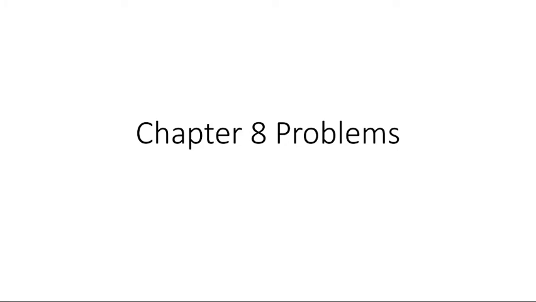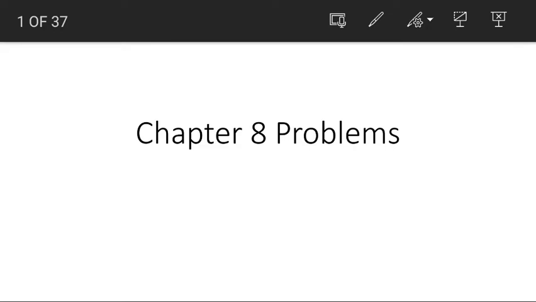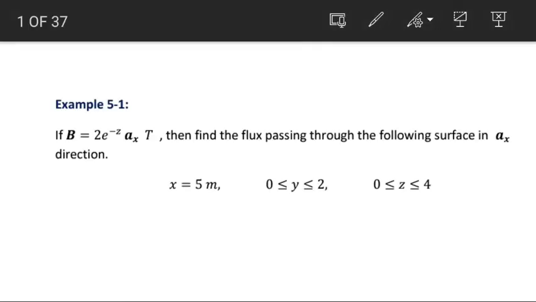Let's do the problems of chapter number 8. Example number 5.1. Well, this is chapter number 5 from my personal book, and definitely chapter number 8 from the recommended book. So the magnetic flux density is given, which is 2e raised to power minus Z AX Tesla. Then find the flux passing through the following surface in AX direction.